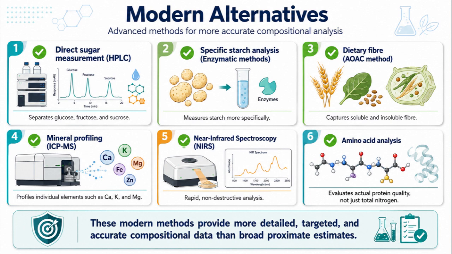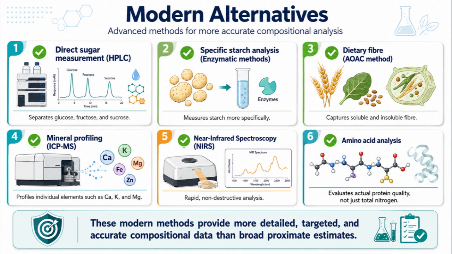So, modern analytical techniques can fill in the gaps. They give us more accurate, detailed, and targeted data. Let's look at 6 modern alternatives that are transforming food and feed analysis. First, direct sugar measurement using HPLC. High-performance liquid chromatography can separate and measure individual sugars, like glucose, fructose, and sucrose, with incredible precision. Unlike the carbohydrates by difference approach, this tells you exactly which sugars are present and in what amounts. This is critical for nutrition labeling and managing sugar content in products.